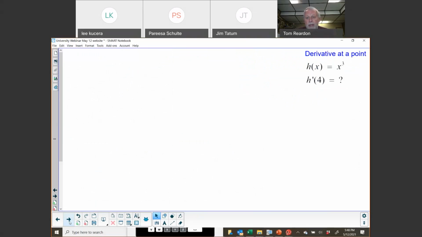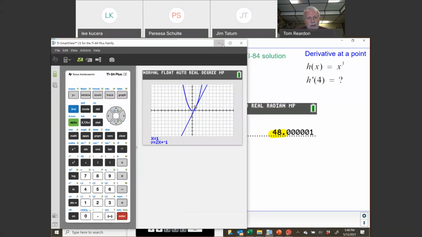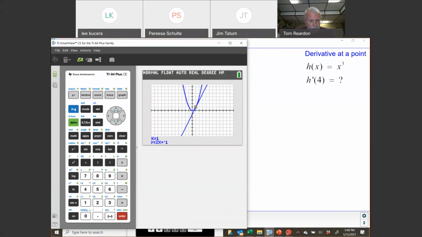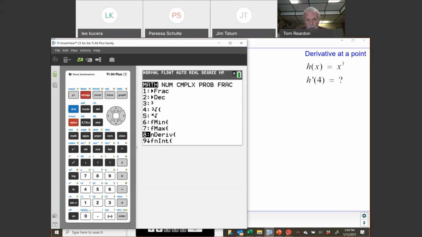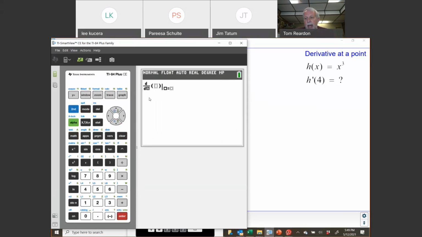Derivative at a point for y equals x cubed, I'll illustrate this one also. Let me show you nderiv, because I forgot that I didn't show you that. On the 84, I'll go to the home screen and clear it. Under math, number 8 is nderiv. It's also under alpha window. And notice it's the Leibniz notation.